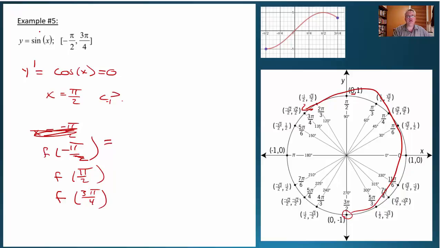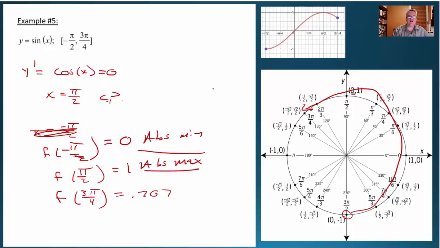So when you put -π/2 into sine, you get -1. When you put π/2 into sine, you get 1. And when you put 3π/4 into sine, right here, you get square root of 2/2, which is about 0.707. All right, this is the winner for the absolute minimum award. And this is the winner for the absolute max. Okay? Again, we can see it on the graph.